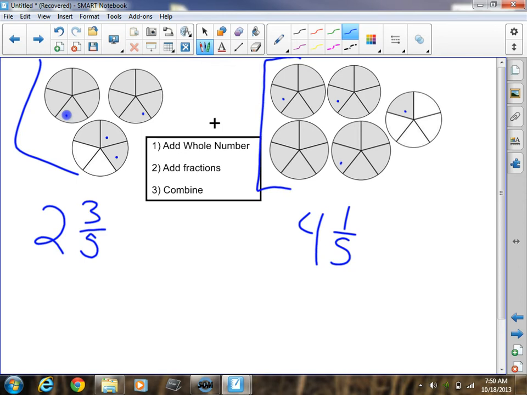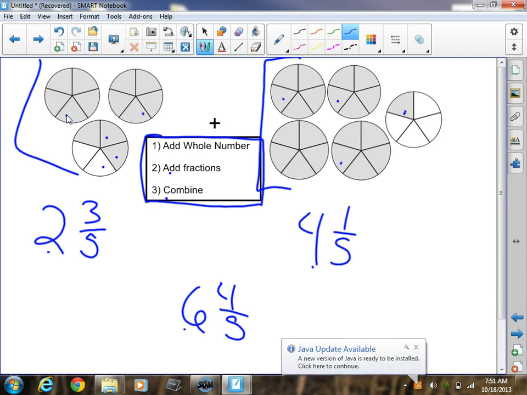Now I put a little box on the screen to emphasize what we're going to be doing today. I've broken it down into 3 steps. This is a very important little box. So our first step is to add the whole numbers. Whole numbers are very simple, so it's going to be 6. Then I'm going to add my fractions. In this case, it's very easy. 3 fifths plus 1 fifth is going to be 4 fifths, and then the last step is to combine. So you would get 6 and 4 fifths. So we're taking our whole numbers and adding those, and then we're taking our fractions and adding those as well.